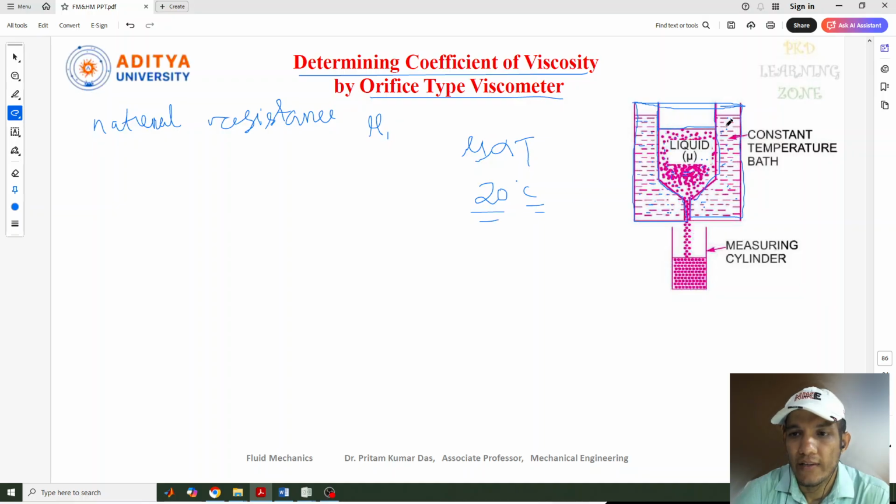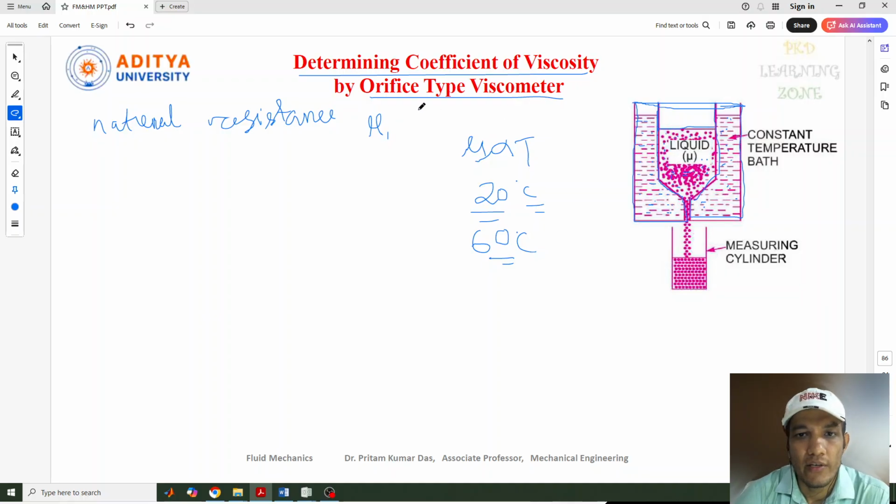Similarly, this constant temperature bath will maintain a fixed temperature. It won't vary with respect to time. So if you want to maintain a temperature of 60 degrees centigrade, you just set the constant temperature bath at 60 degrees. Similarly, we can get the temperature of this liquid somewhere between 55 and 60, and we can measure the viscosity at that point, where the temperature will be fixed. There is no variation of temperature. That's why the constant temperature bath is kept here for measuring the viscosity of the liquid.